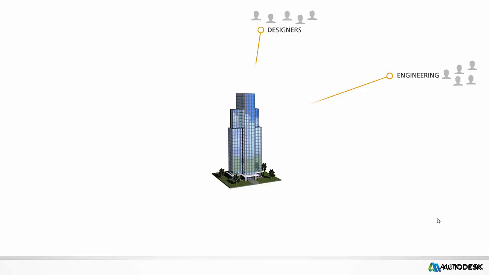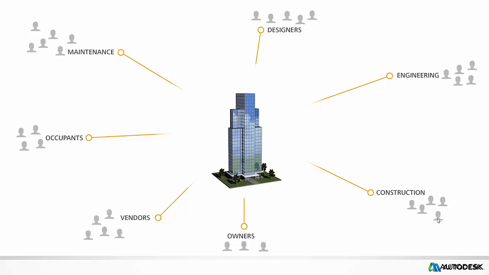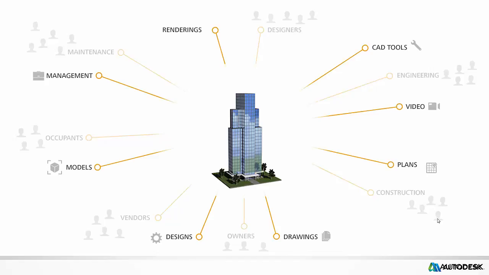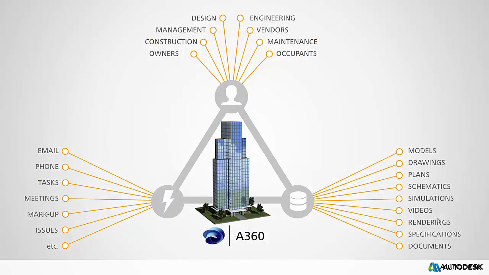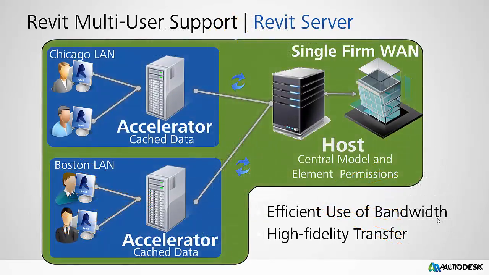So what we have on a typical design project are designers and engineers, contractors, owners, vendors, and then people maintaining the building during the building life cycle, sharing data in different file formats, and then adding more information, whether it be markups or emails or issues and meetings. What we're trying to do here is use A360 tools for sharing all this data in one single source of truth.